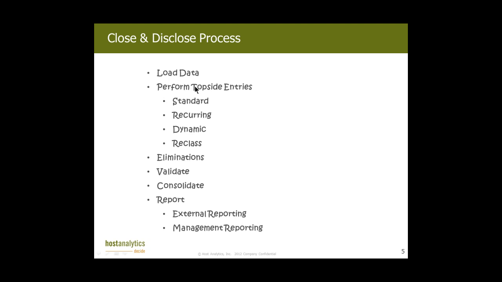Then we're just going to be performing some journal entries. If you had a very robust ERP application and you had all of your data in there and all your entities, a lot of this could be done in that particular application. So we've got separate processes for standard journal entries, recurring journal entries, our dynamic, which we'll talk about, reclasses, for balance sheet reclasses, things like that. It really runs the gamut through eliminations. We'll show you how you can validate some of the data with some of the rules within Host Analytics that you can create, and then go and actually consolidate that data. So let's go ahead and get back into that process.